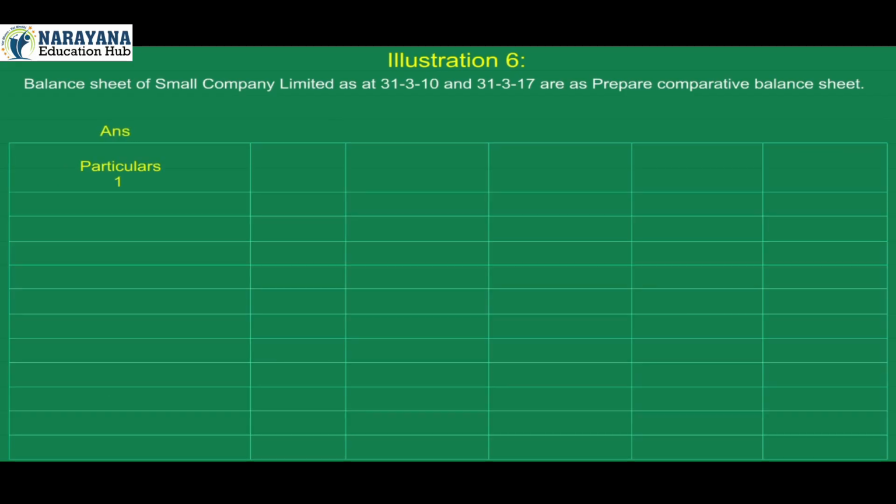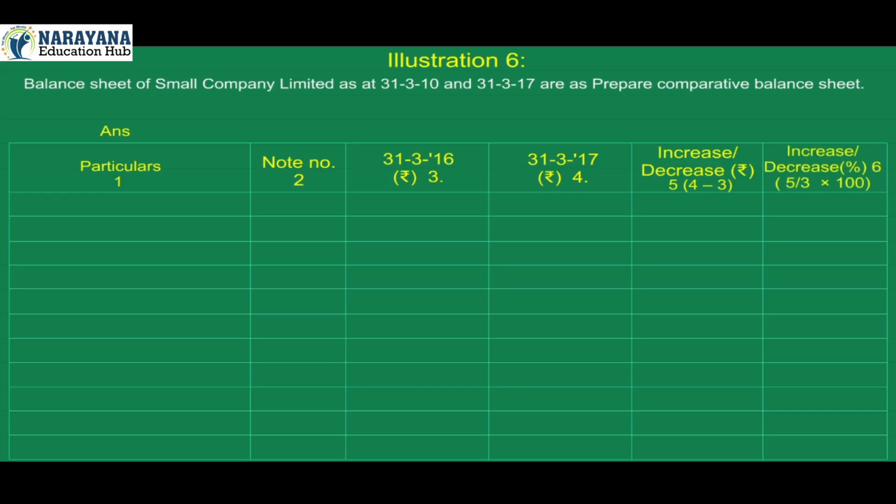Answer. Particulars. 1. Note number. 2. 31st March 2016. 3. 31st March 2017. 4. Increase or decrease: column 5 equals column 4 minus column 3. Increase or decrease in percentage: column 6 equals column 5 divided by column 3, into 100. Number 1. Equity and liabilities. 1. Shareholders funds. A. Share capital.